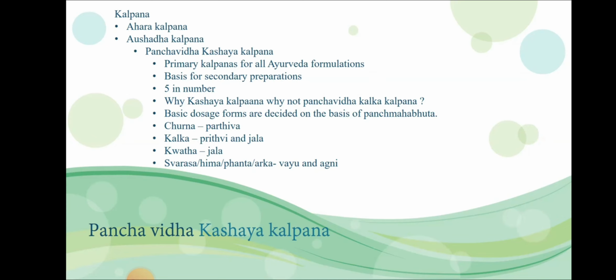The first 2 forms, Swarasa and Kalka, are prepared from freshly collected plant material and are directly given to the patient. Whereas the last 3 forms, that is Kwatha, Hima, and Phanta, are aqueous extracts of dried plant material.